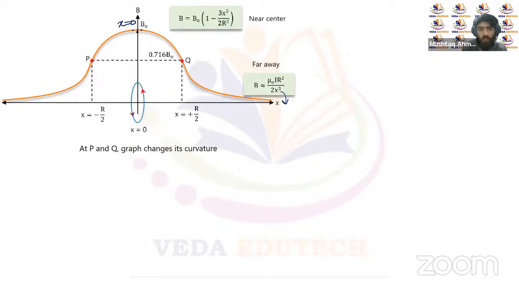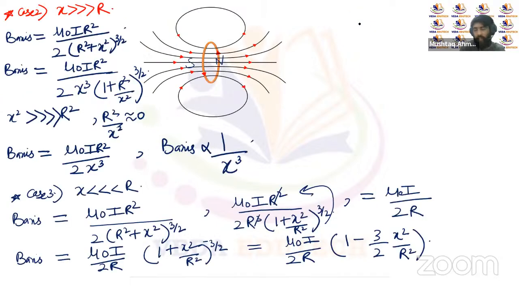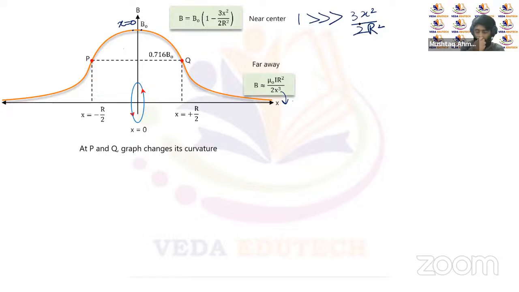But very close to the center of this ring, you can see that there is not much variation in the magnetic field. It's a very small variation because 1 is actually much greater than this term, that's 3x square upon 2r square. So the variation in the slope of this curve near the center of this ring will be very small. That's why we can see that the magnetic field lines near the center appear to be parallel field lines. The reason is that the slope variation is very small, or we can approximate the variation to be equal to 0.